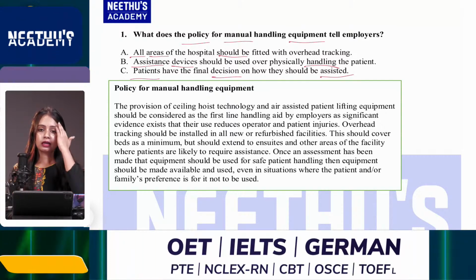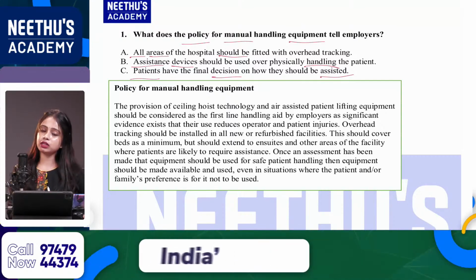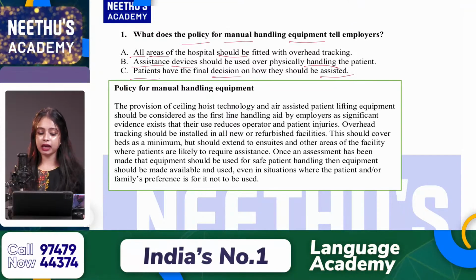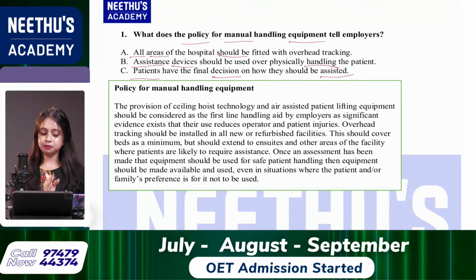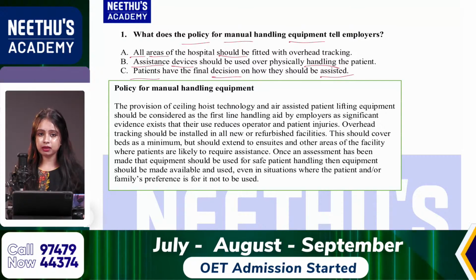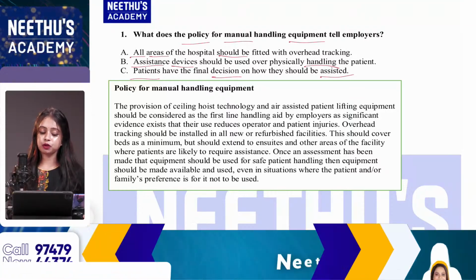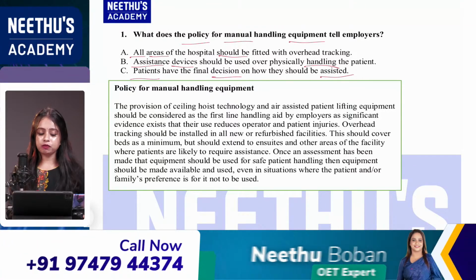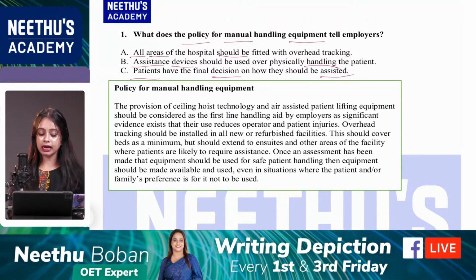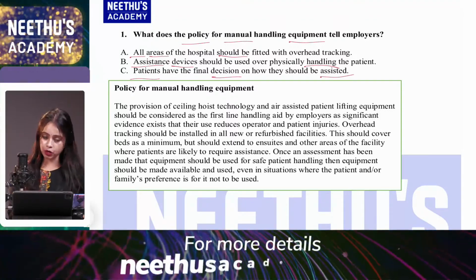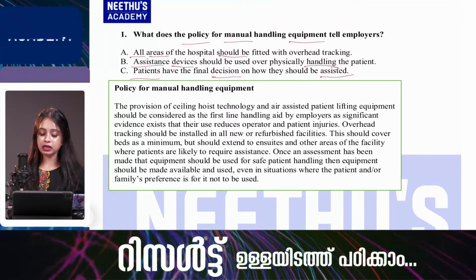You can first read the question, then read the options, and move to the paragraph, or otherwise you can read the question, then the paragraph, and move to the options. Today I'm following the first method. I've read the question, then the options, and I'm moving to the paragraph. So, policy for manual handling equipment. The provision of ceiling hoist technology and air assisted patient lifting equipment should be considered as the first line handling aid by employers, as significant evidence exists that their use reduces operator and patient injury.